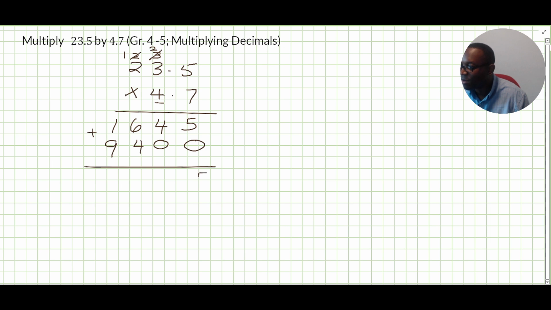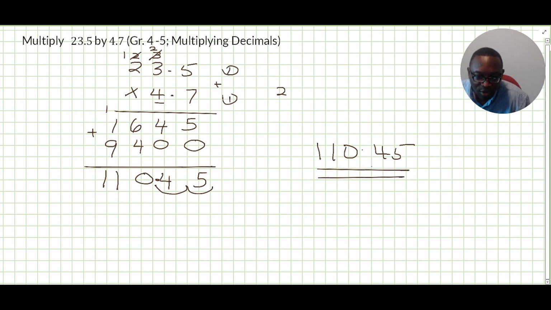5 plus 0, we have 5. 4 plus 0, we have 4. 6 plus 4, we have 10. So we're going to write 0 and then bring 1 up here. 1 plus 1, 2 plus 9, we have 11. Now, how many numbers do we have after the decimal? Here we have 1. Here we also have 1. So let's add this together. We're going to have 2 numbers after the decimal. So our decimal is going to be right here. So you have 110.45. Good job. Looks like you all got it right.